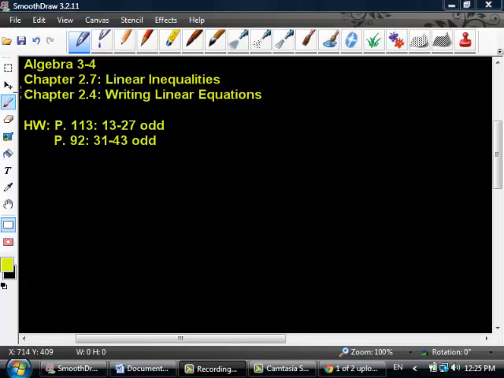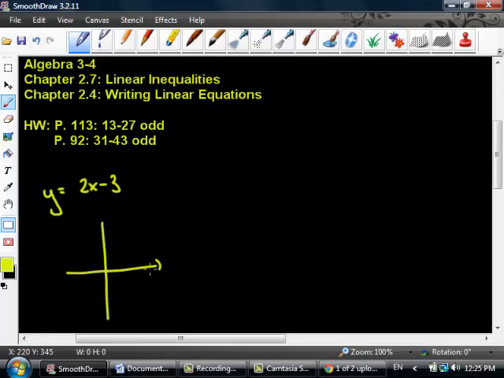So anyway, chapter 2.7, doing the linear inequalities, it's basically graphing but with a twist at the end. And I think you guys already know exactly what that twist is. If I give you something like y equals 2x minus 3, bear in mind this is an equal sign. This is something that we did yesterday. It's old, but old stuff's always good stuff because it gives us something to compare it to. And I like to compare things.